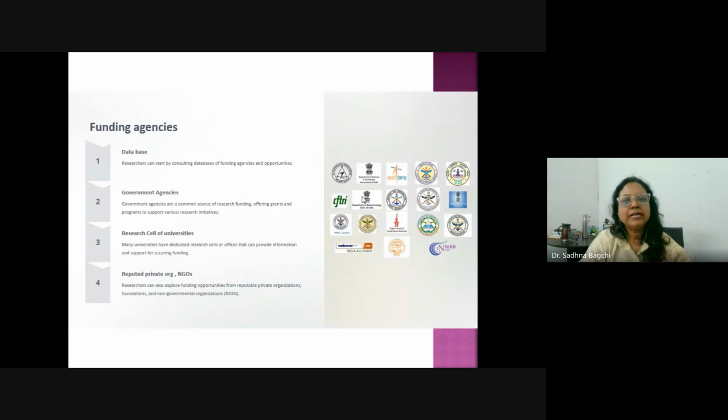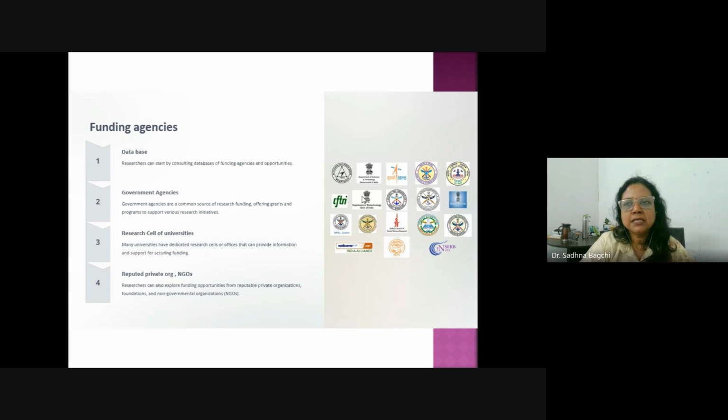Funding agency. Now, I am giving some pictures of funding agencies. These are some: ISRO, ICCR, IGNOU, UGC. These all are funding agencies. They periodically open calls for accepting proposals. Some of the funding agencies are government, some are semi-government, and some are basically organizations.